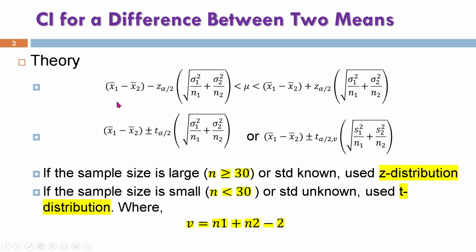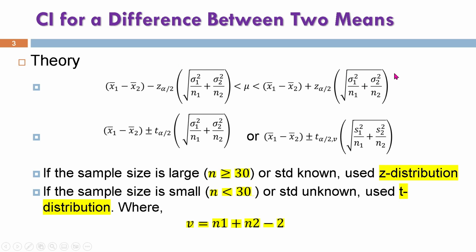And the confidence interval for difference between two means will be, so you got the difference between two means. Let's say the mean for population 1 is x bar 1, mean for population 2 is x bar 2. So the difference between two means will be x bar 1 minus x bar 2. The left confidence limit will be minus Z alpha over 2, and then multiply with the square root of the variance divided by number of sample 1 plus the variance of sample 2 divided by number of sample 2. The upper confidence limit, the minus here becomes positive.